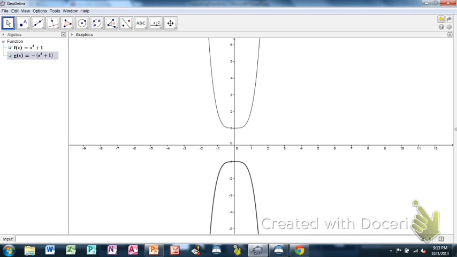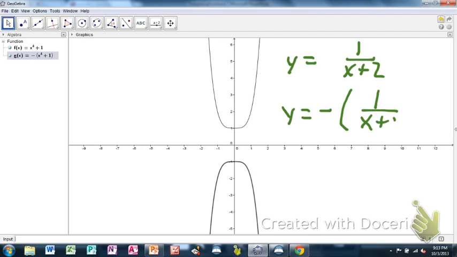And it doesn't matter what equation I type in. Let's go with this one next. Let's say I have y equals 1 over x plus 2. If I want to reflect that in the x-axis, all I have to do is multiply the output of that function by -1. Okay? I'm going to show you that next.